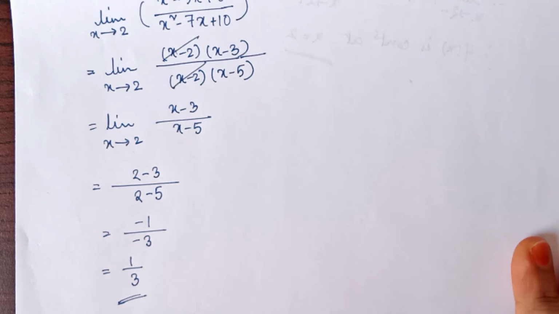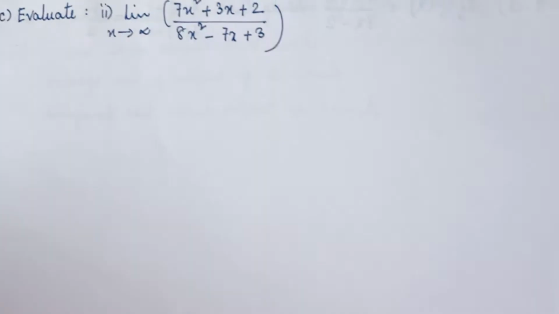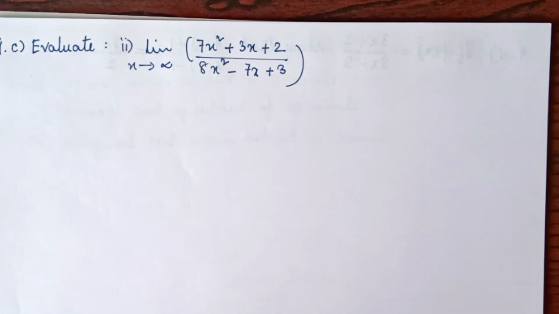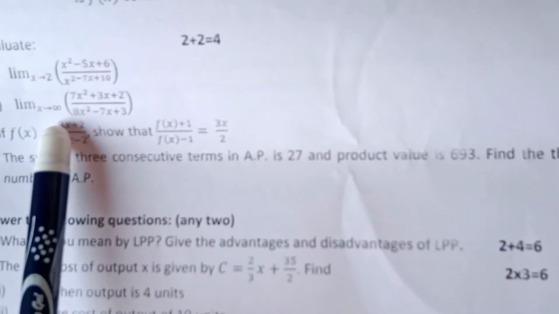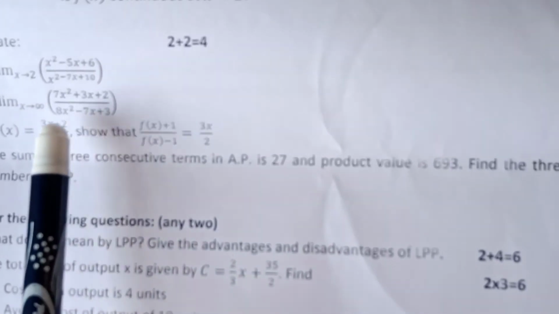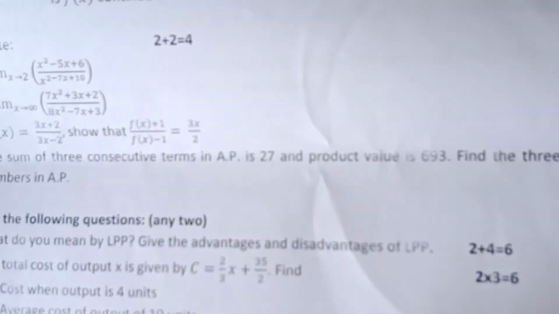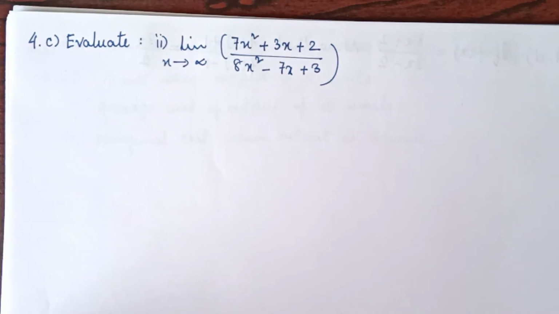So in this way we can solve this limit function. Now let us solve the next question. The next question is: limit x tends to infinity, (7x² + 3x + 2) divided by (8x² − 7x + 3). So let us solve this question.